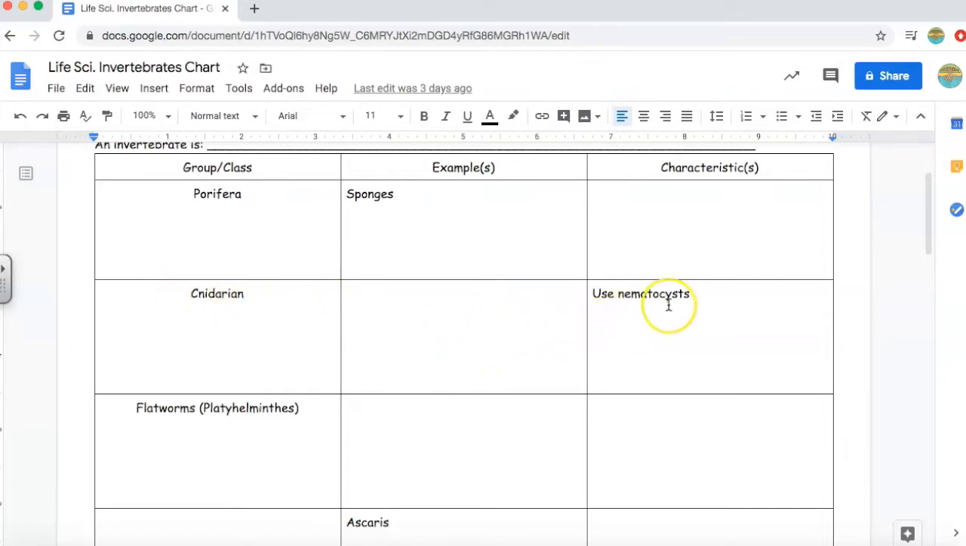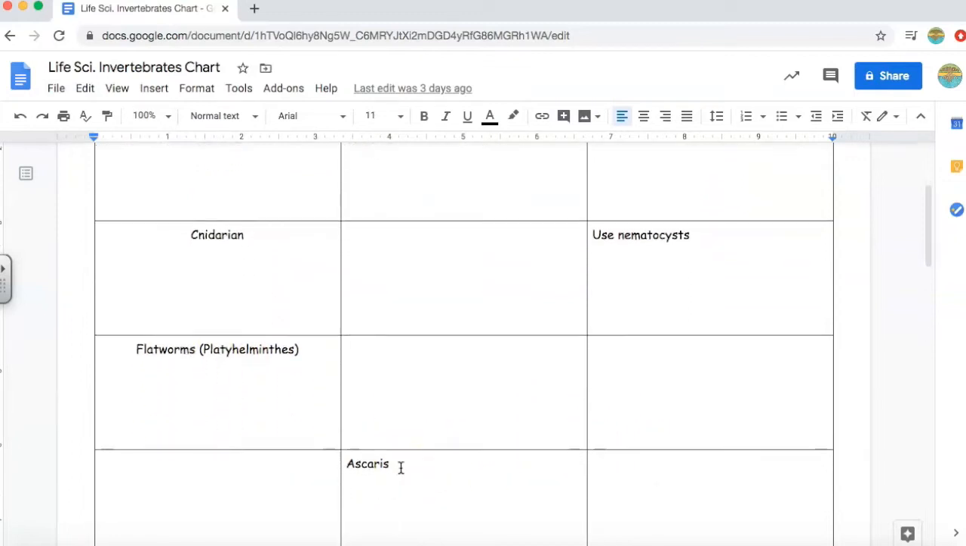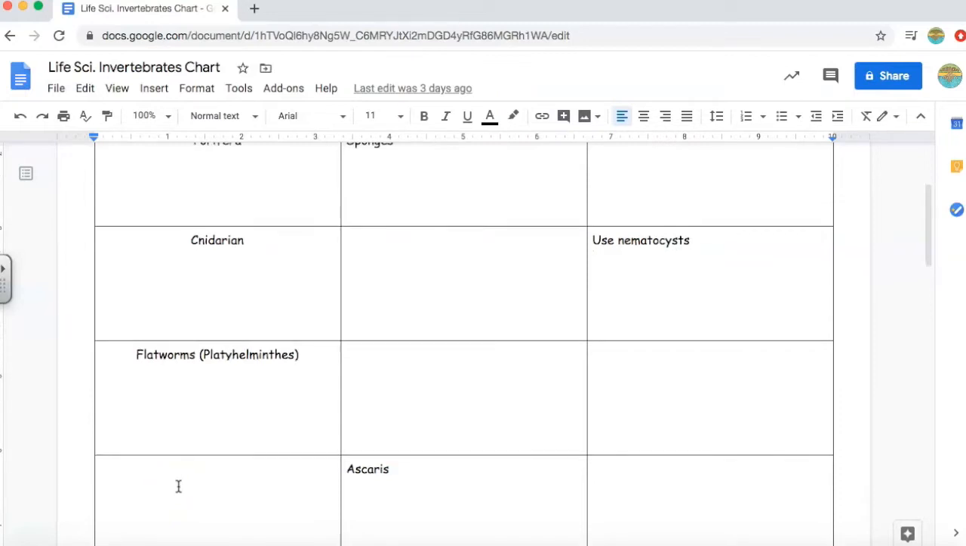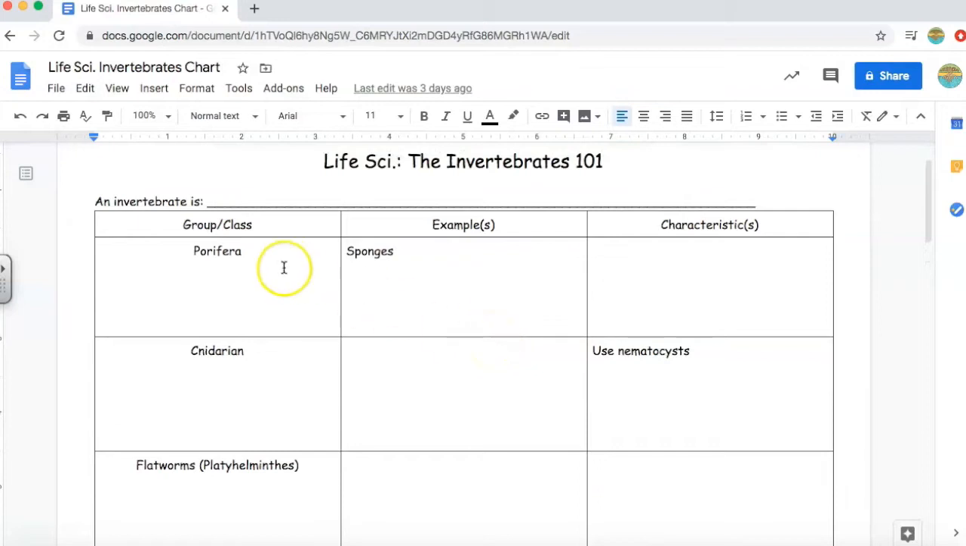Then you're going to go over here to where it says characteristics. One of the characteristics of Cnidarians is that they use nematocysts, and we are going to be talking about nematocysts in this video, so you can understand that. But there's also other characteristics besides these nematocysts, so make sure you write down several characteristics at least. The same for your sponges, and then for your flatworms, and then for this category, I will tell you the group, you'll see it when we get to it. But again, make sure you're filling in the group or the class, the examples, and characteristics.